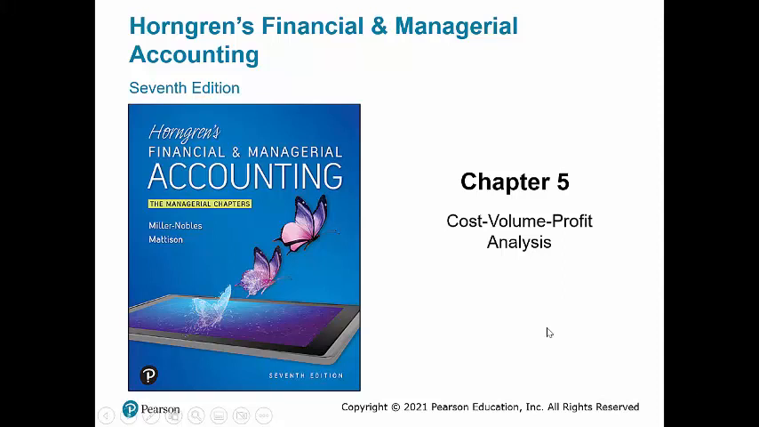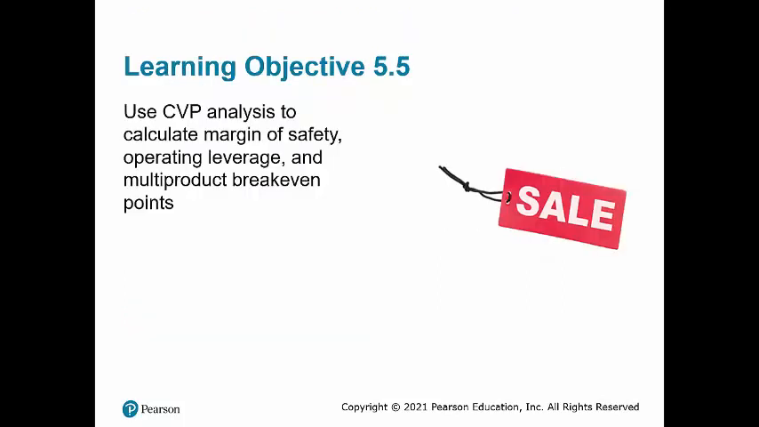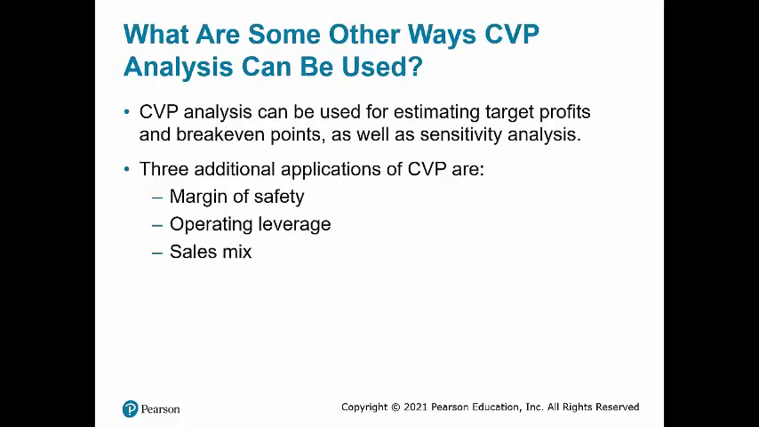This presentation is for Chapter 5, Cost, Volume, Profit Analysis. In Learning Objective 5, we are going to use CVP analysis to calculate margin of safety, operating leverage, and multi-product break-even points. We have learned how CVP analysis can be used for estimating target profits and break-even points, as well as sensitivity analysis. Three additional applications of CVP analysis are margin of safety, operating leverage, and sales mix.